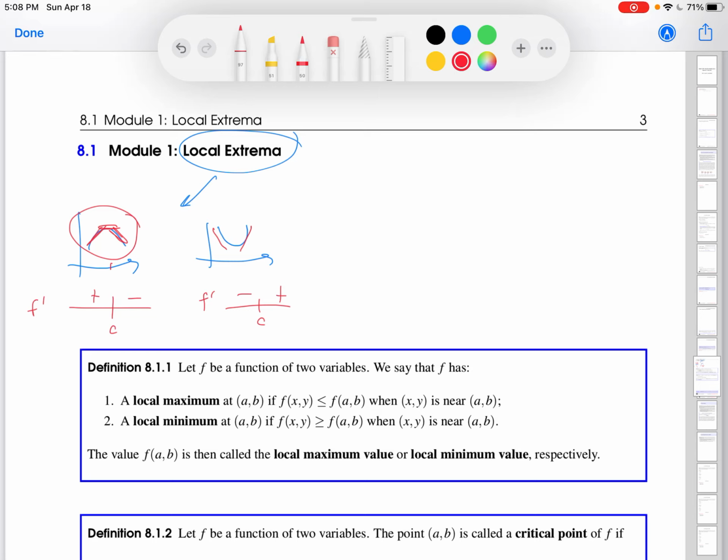You found that the second derivative at the point was negative, which gave you the concave down result, which suggested a local maximum. And in the other case, you found the second derivative to be positive, which gave you the concave up result, suggesting that the point you were looking at was a local minimum. So again, that is a very quick review of what happened in Calculus 1.